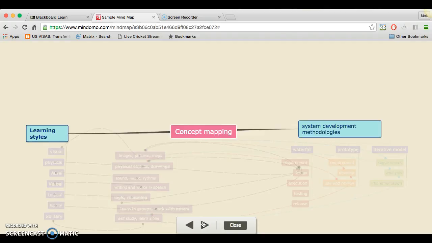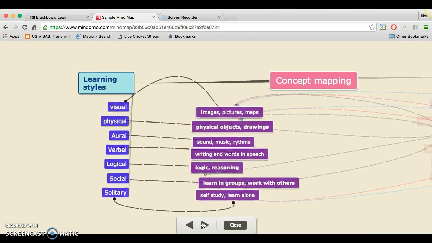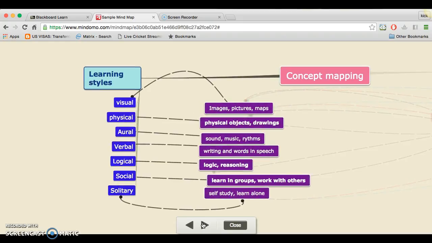So this is the relation. As I told, the first one is the learning styles and the second one is the system development methodologies. Coming to the learning styles, first I have explained the learning styles. There are the 7 learning styles: visual, physical, oral, verbal, logical, social and solitary. For each one, the visual is images, pictures and maps, the physical is physical objects, drawings, the oral is sound, music, rhythms, and the verbal is writing and words, and so on.